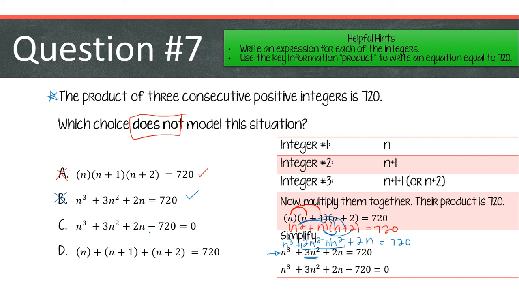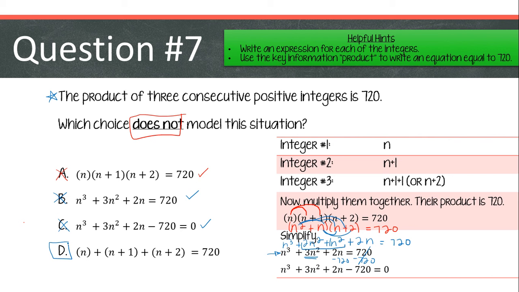Then here, notice how in my next step, they have set it all equal to 0. To set it equal to 0, they moved the 720 to the other side of my equation so that this would equal 0. So this also was a true statement, so that would not be the answer.